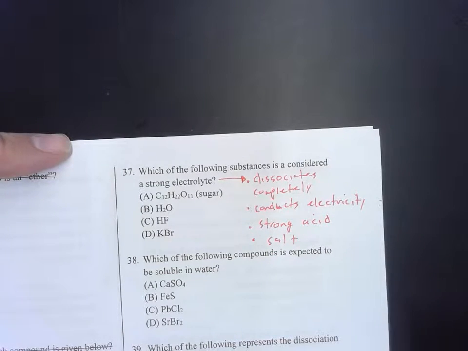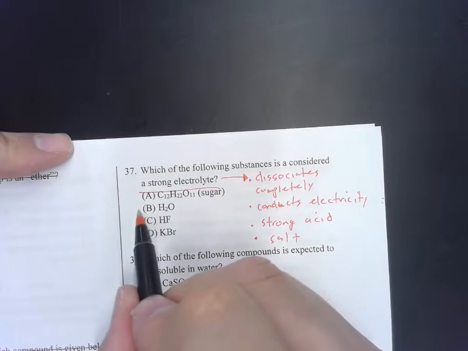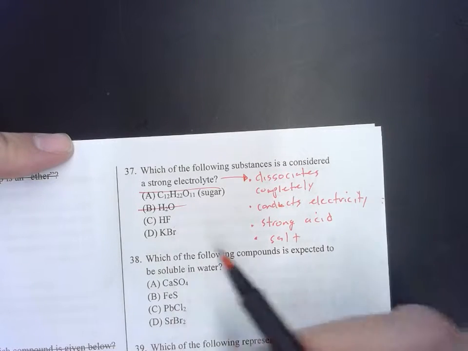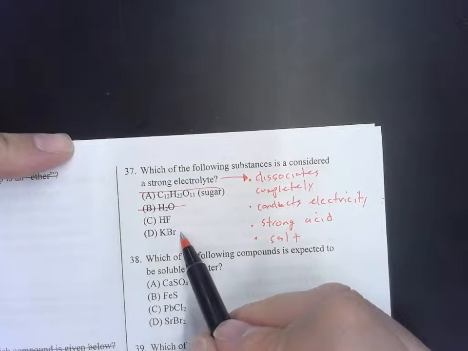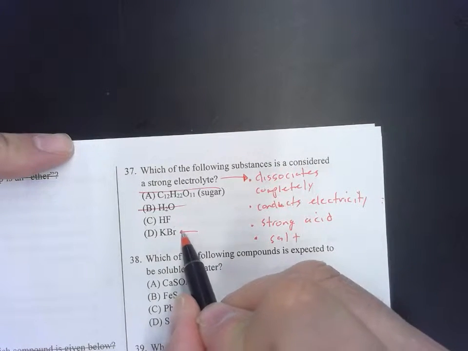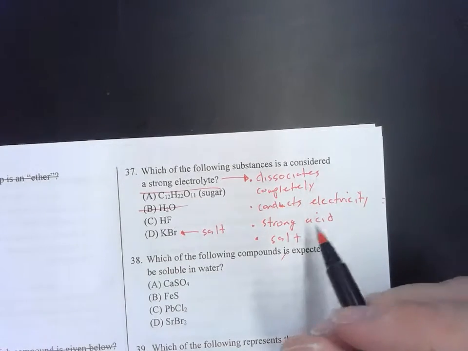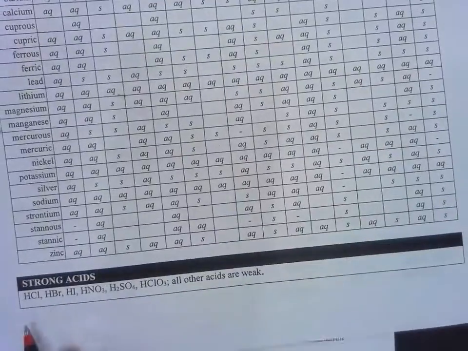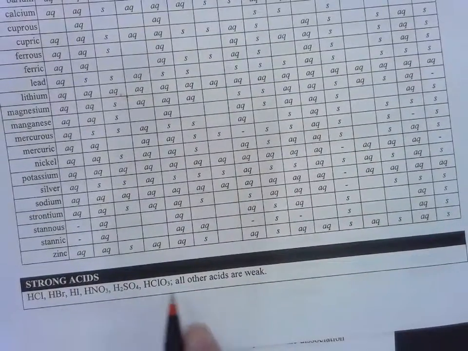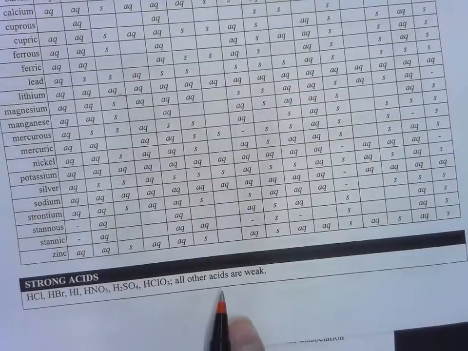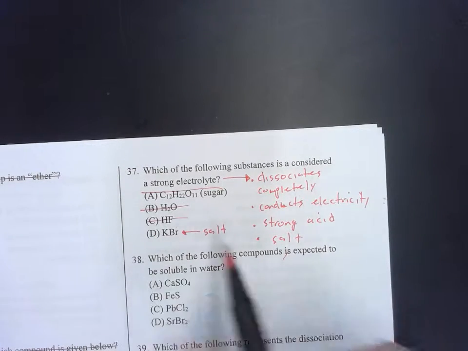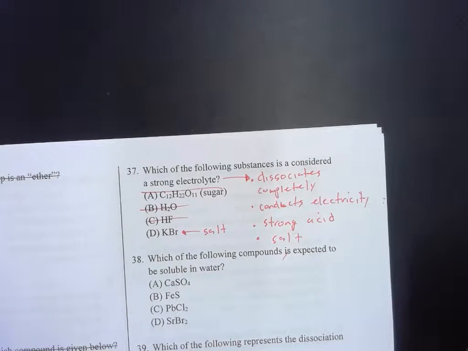Okay. So sugar, no. H2O, no. HF and KBr. Oh, there's a salt right there. This is a salt. Here's an acid, HF. Is it a strong acid? Well, look over here. No, it's not. Okay, so we can cross that off. Look at this list now. I memorized that. You should too.